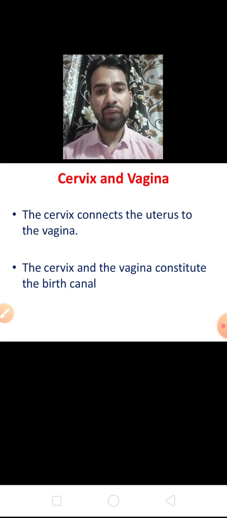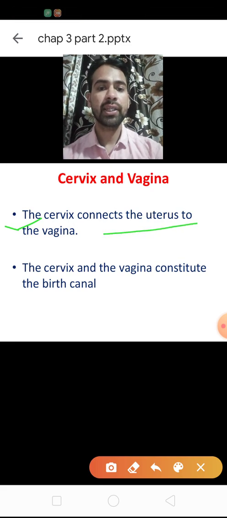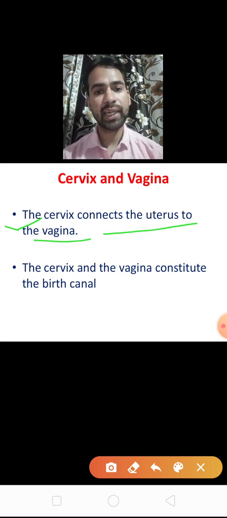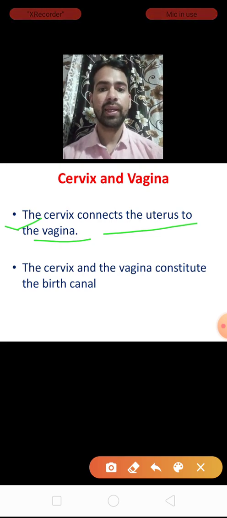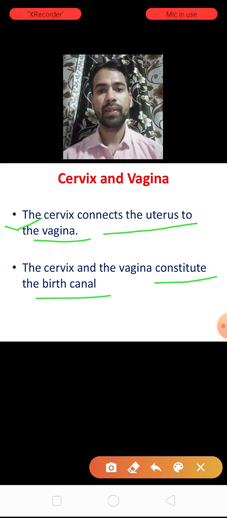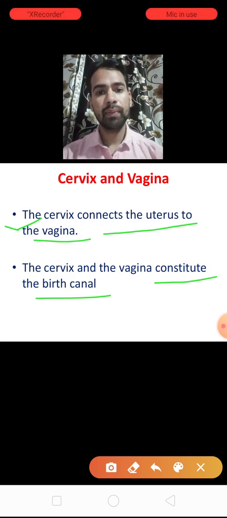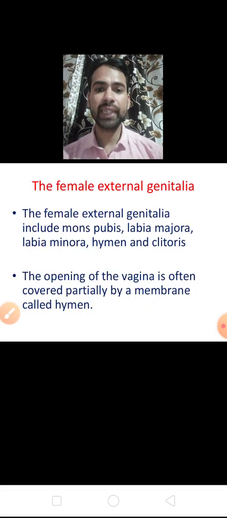Children, the next part of the female reproductive system is the cervix and vagina. Very simple: the cervix connects the uterus to the vagina. That is its function, it only connects the uterus to the vagina, and the cervix and vagina constitute the birth canal. It only constitutes the birth canal and helps in the delivery of the baby. This is the function of the cervix and vagina.